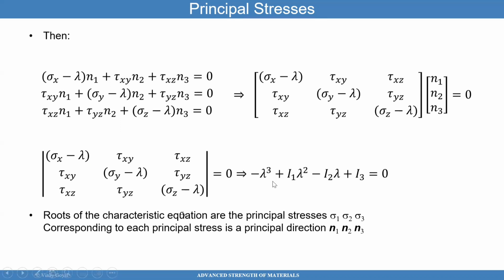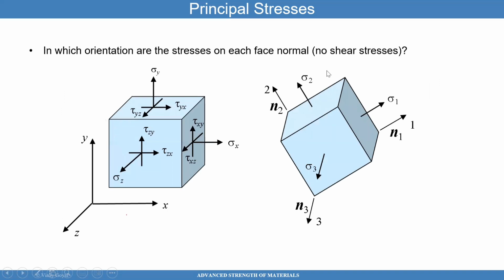And each of those roots for lambda corresponds to the principal stresses sigma 1, sigma 2, sigma 3. And for each principal stress, you have a corresponding oblique plane where there's only normal stress acting on that surface. So it looks like this here. It looks like that. You have 3 normal stresses, only no shear, and this is the corresponding direction.